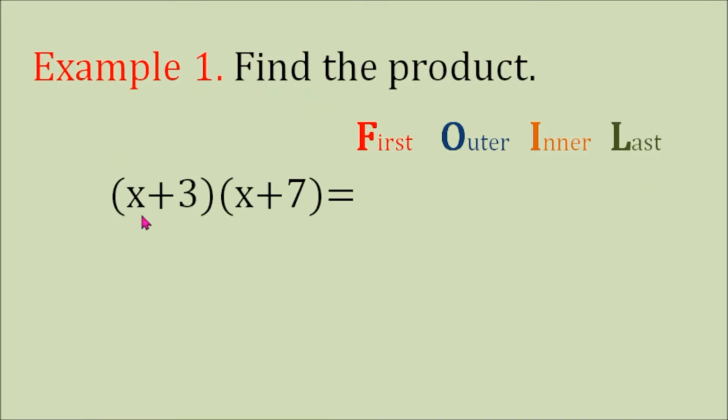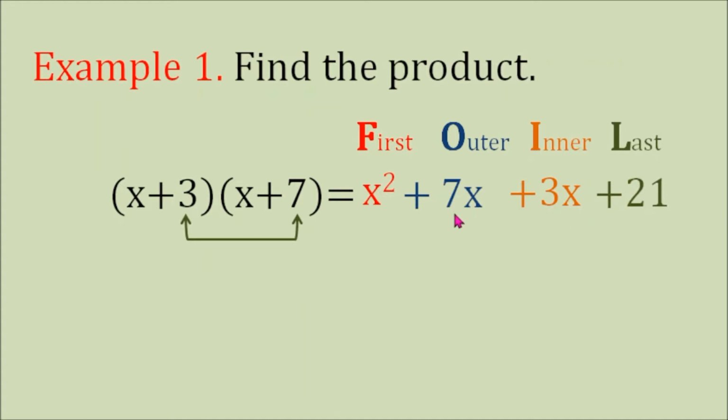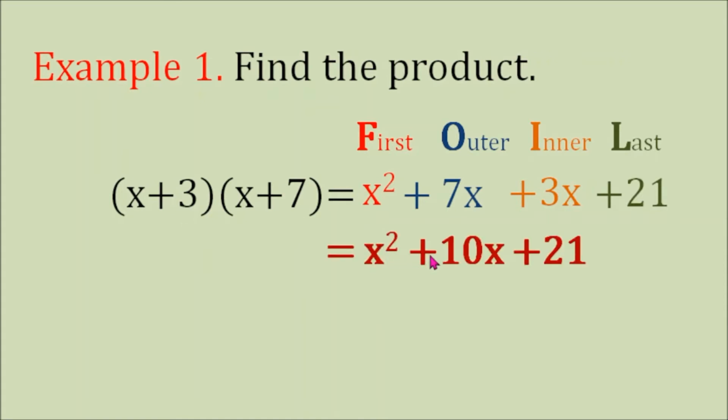So let's start. The product of the first terms, we have x times x equals x squared. The product of the outer terms, we have x times 7, that's 7x. Then product of the inner terms, that's 3 times x, that's 3x. Then product of the last terms, that's 3 times 7, and that's 21. And we can combine 7x and 3x, so our answer is x squared plus 10x plus 21.